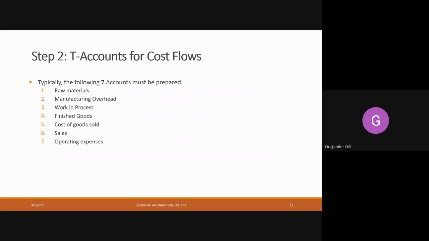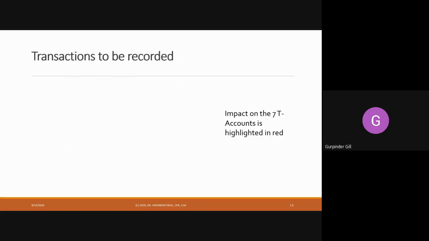For this process, we are only using these 7 T accounts. In reality, there could be more T accounts, but this is the bare minimum to complete our job order costing process. So let's see how the information is going to flow amongst these accounts. When we record these transactions, we are trying to highlight the change or the impact on these T accounts as we go through the transactions.